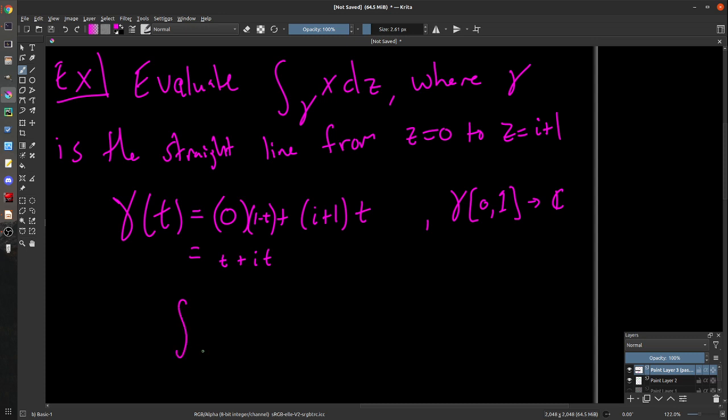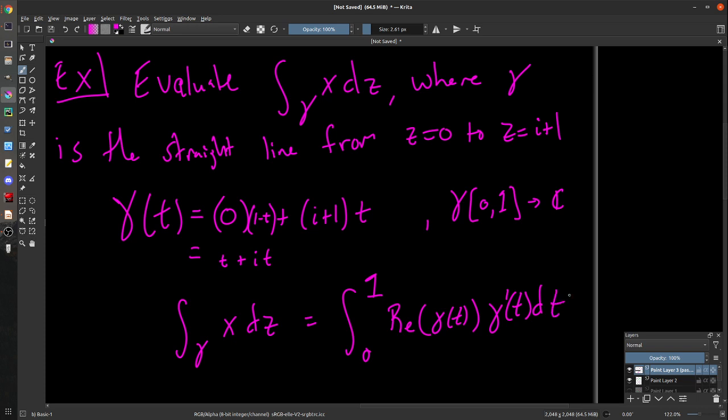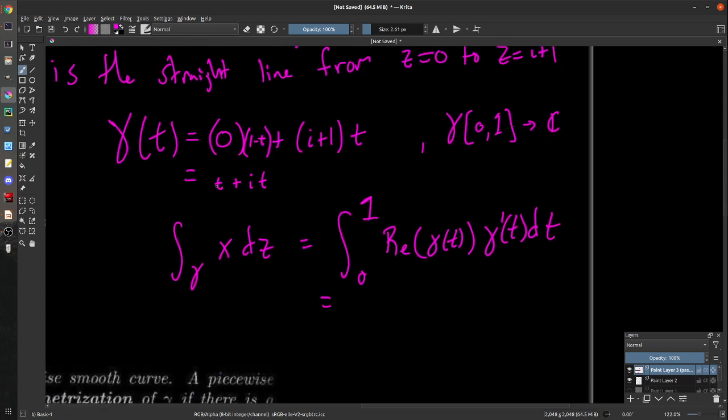And so if this guy is our gamma, then all we have to do is say, well, this is just going to be the integral of gamma x dz. Well, of course, this is the integral from 0 to 1 of the real part of gamma of t times gamma prime of t dt, right? Well, what's the real part of gamma of t? It's just t. So this is the integral from 0 to 1 of t times gamma prime of t. We'll just take a derivative and get 1 plus i, right? And then we have a dt at the end right there.